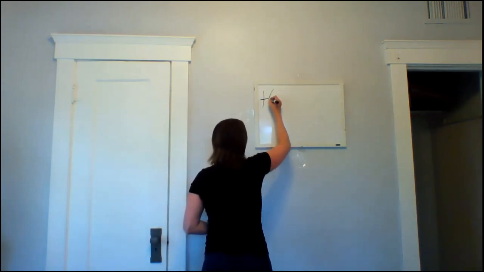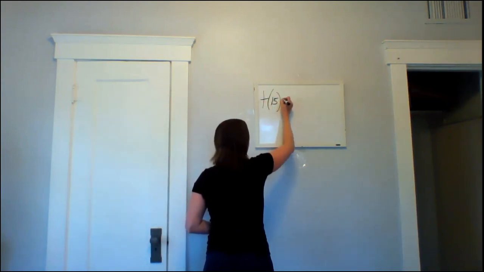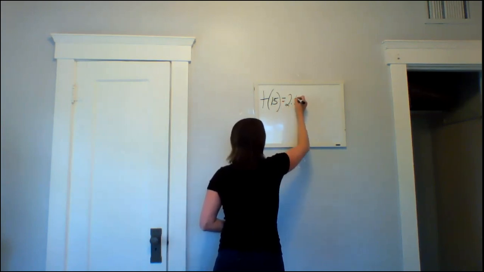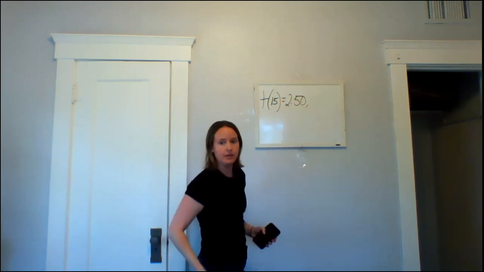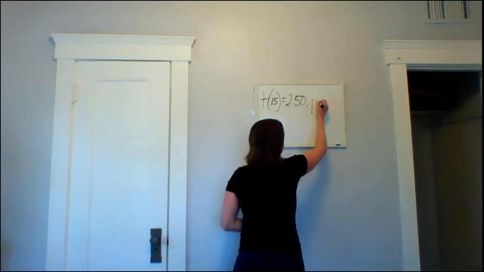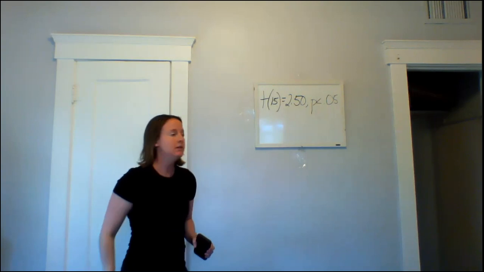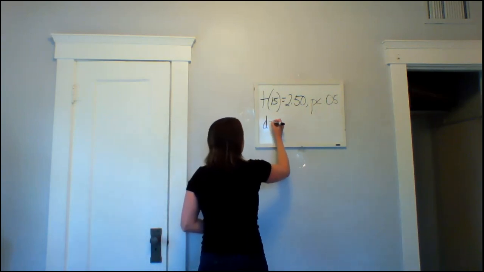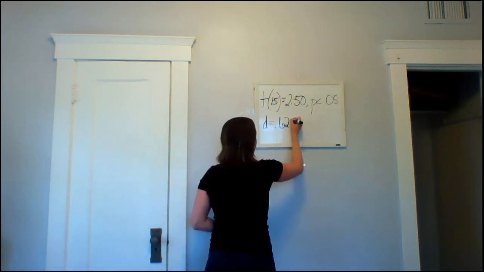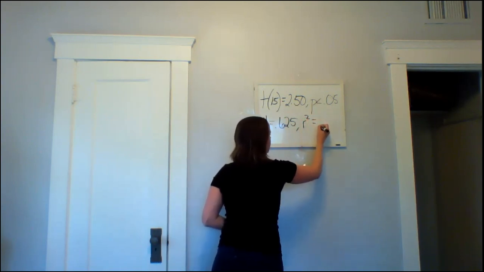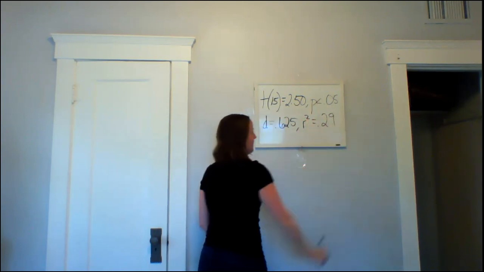We ran a t-statistic with 15 degrees of freedom. It was equal to 2.5. The probability of a type 1 error was less than 5% by definition because we rejected the null. d equals 0.625, R squared equals 0.29.